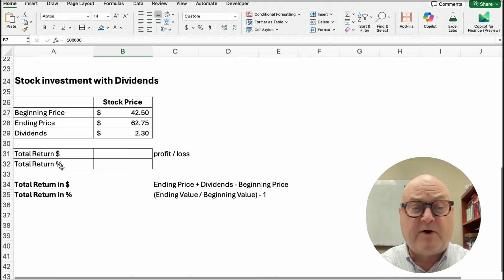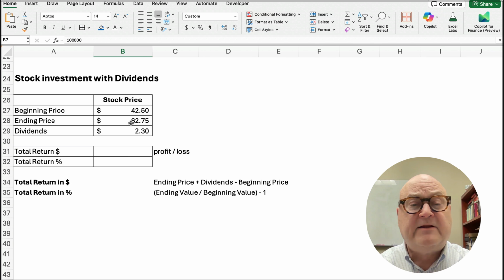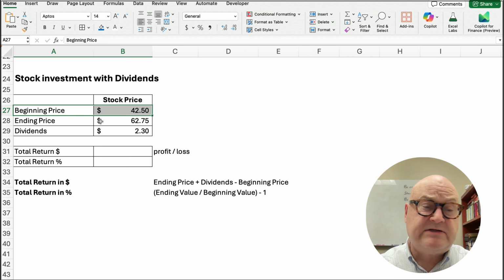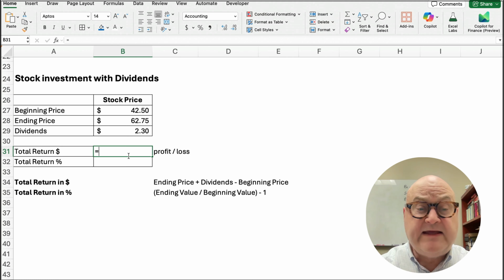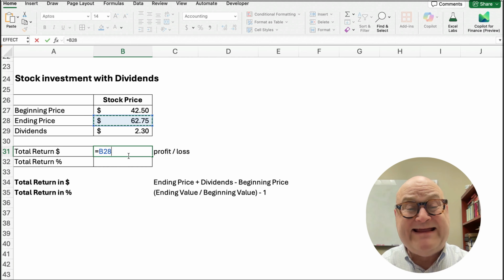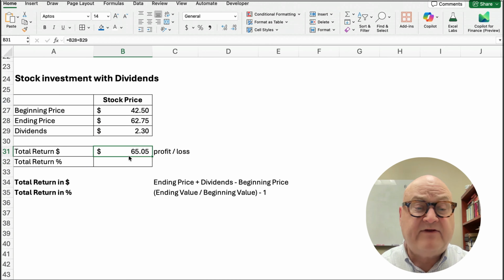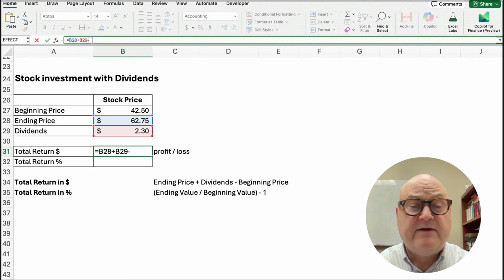All right, so let's do the stock market investment, just something simple. Let's say you start with a beginning price of $42.50. That's when you purchased the stock. It has an ending price of $62.75, and dividends along the way is $2.30. Well, we can calculate the total return in dollars, and we're just going to be plus. We'll take the ending price. What have you received? So what's our ending value? 62.75 plus $2.30. So what we have is 65.05, but what's our cost? And we're going to subtract out the $42.50.